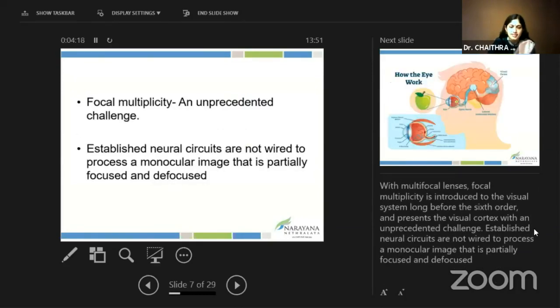With a multifocal lens, as I was saying, a focal multiplicity is introduced to the visual system long before the sixth order, and this presents the visual cortex with an unprecedented challenge.